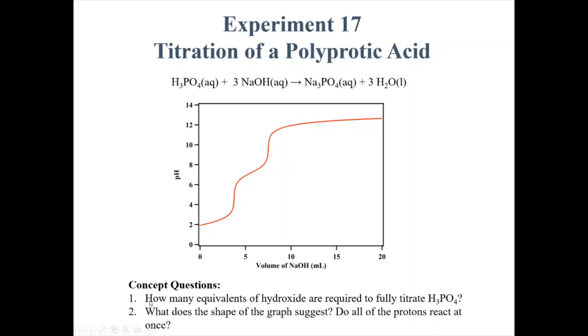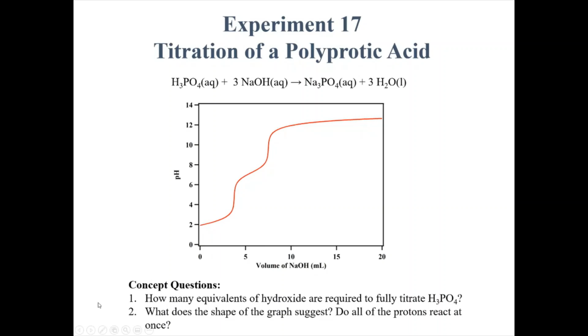Now, there are a couple of questions that I like to start this lab with, and I give away already what you're going to see in the experiment. So this is what the titration curve is going to look like. It looks kind of like what we got with a monoprotic acid, but there's a couple of different things going on here, and we have to start to dissect this. So let's start thinking about this.